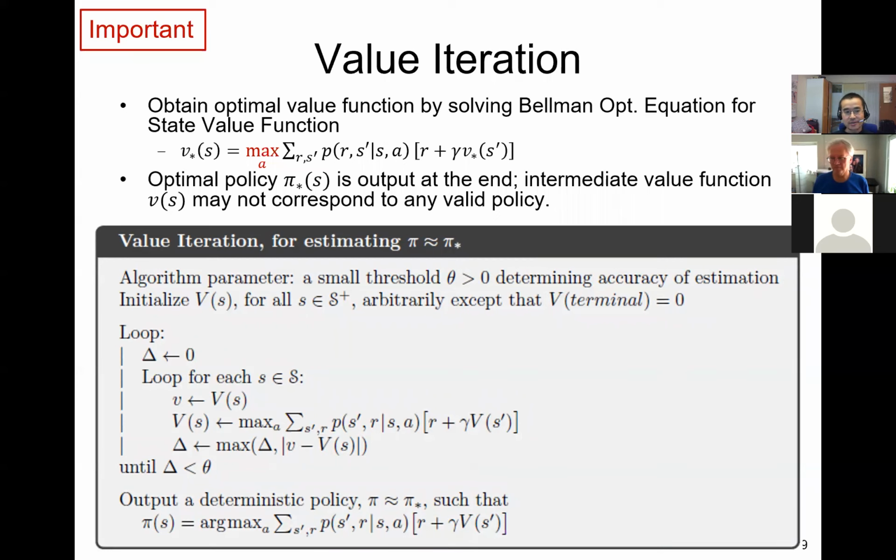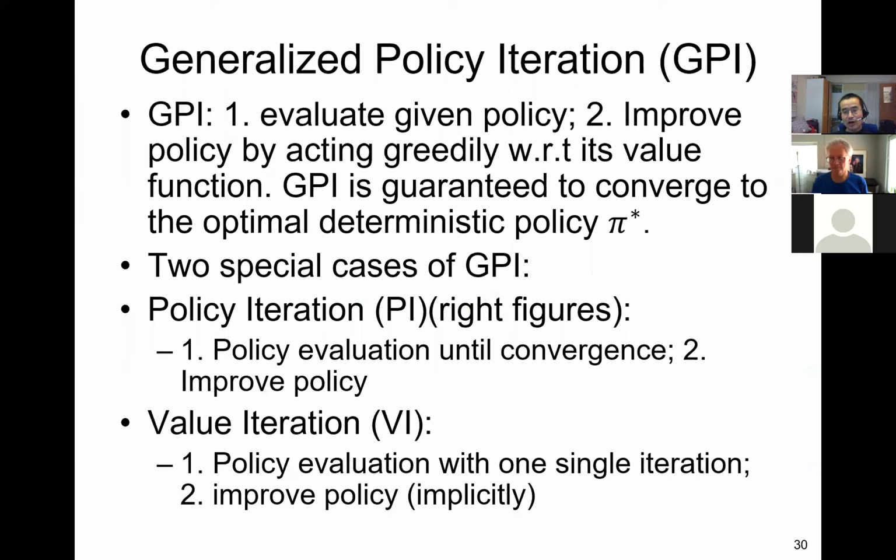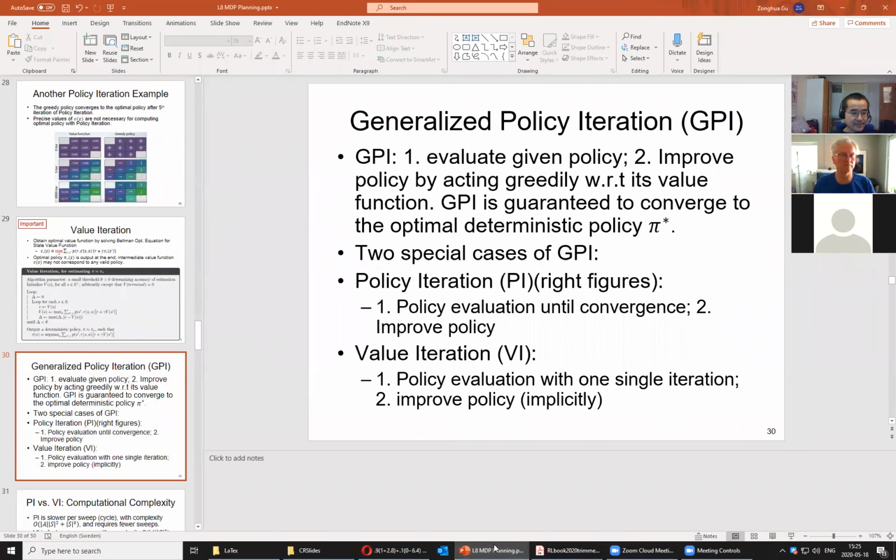So that's policy iteration. Value iteration does not have an explicit policy pi in the algorithm. Instead, it simply computes the value for every state and outputs an optimal policy at the very end by taking an argmax. Generalized policy iteration has policy iteration and value iteration as special cases.